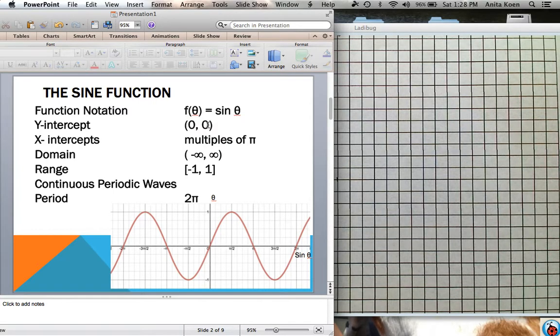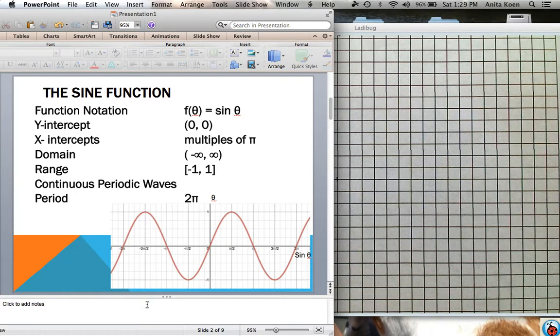The y-intercept of the sine function is always the origin, 0, 0. The x-intercepts are multiples of pi. Here's an x-intercept at negative 2 pi, negative 1 pi, 0 pi, 1 pi, and 2 pi. The domain for this function is all real numbers. This curve continues to the left in this same pattern all the way to negative infinity, and it continues to the right in this same pattern all the way to positive infinity.